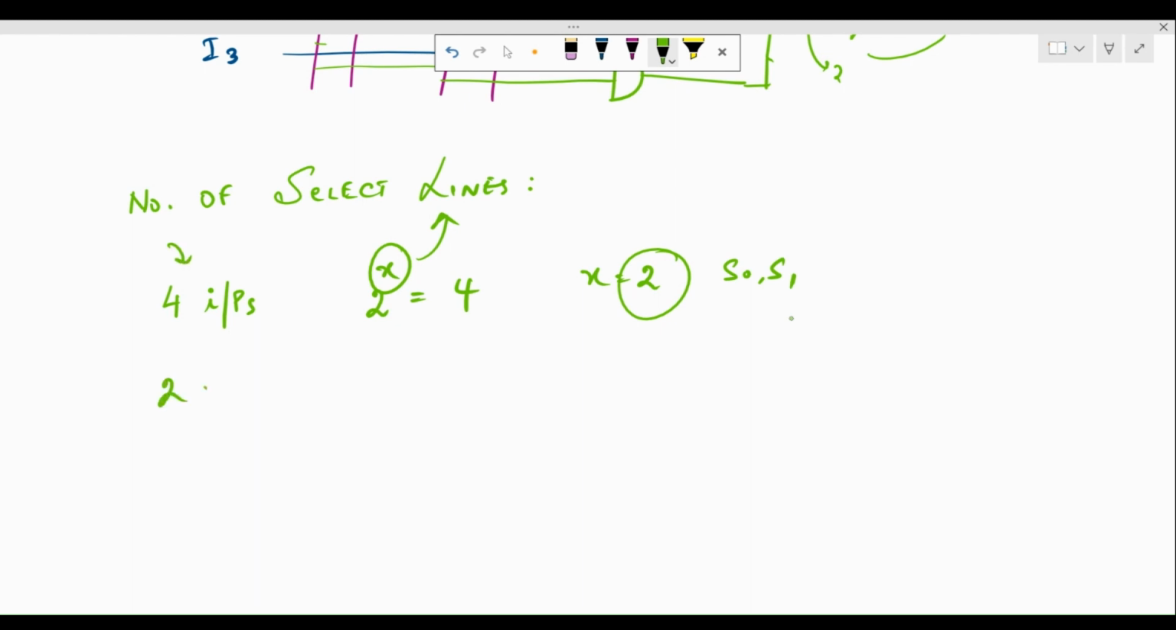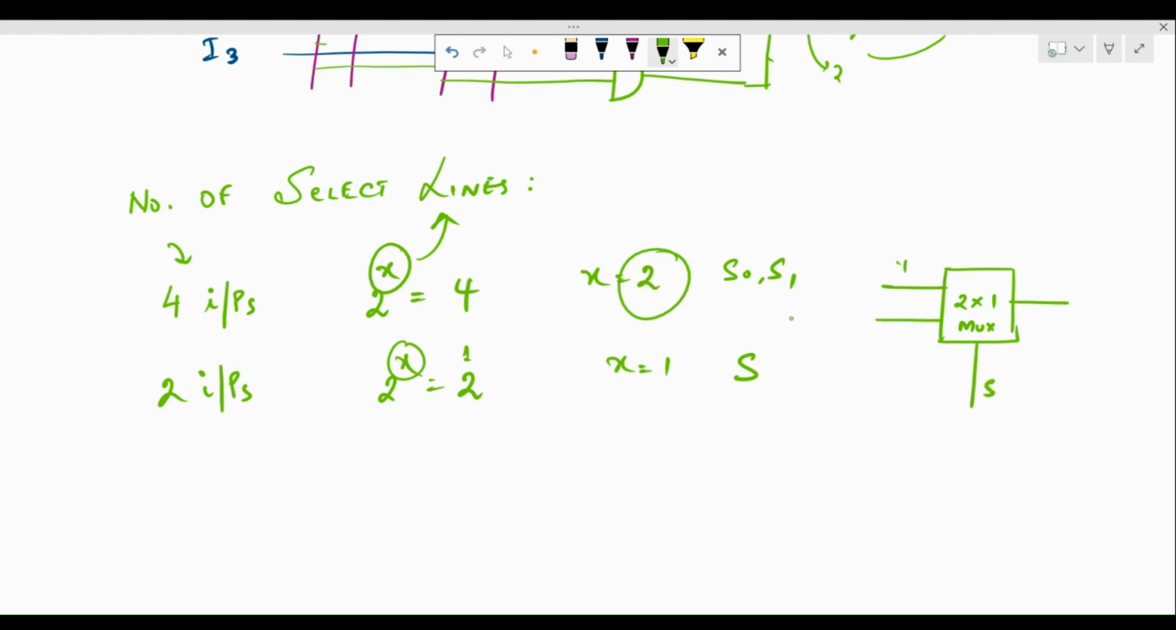Suppose I had just two inputs. Then 2 power x should be 2. So in this case, x will be equal to 1. So only one select line S would be enough. And in that case, my multiplexer would be a 2 cross 1 MUX. That means two inputs, one output, and one select line. So that is I0, I1, and I'll call the output F. So this is my 2 cross 1 multiplexer.